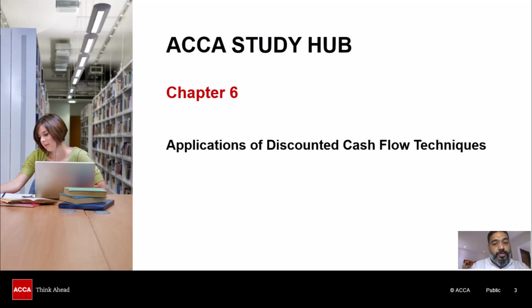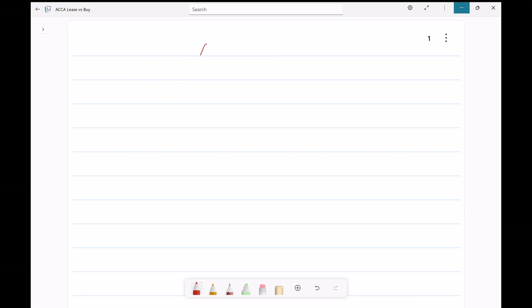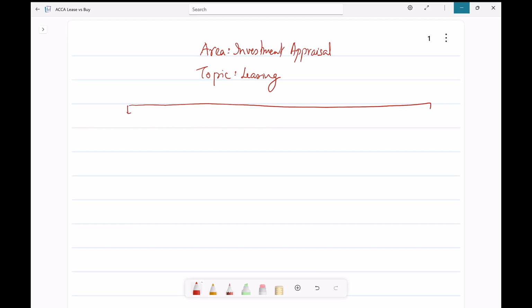Before we move into the illustration, let's go through the concept. This area of investment appraisal, the topic that we are dealing with right now, is that of leasing. In leasing, there are two parties. One is the lessee, the person who uses the asset, and the other party is the lessor, the person who buys the asset and gives it on lease.